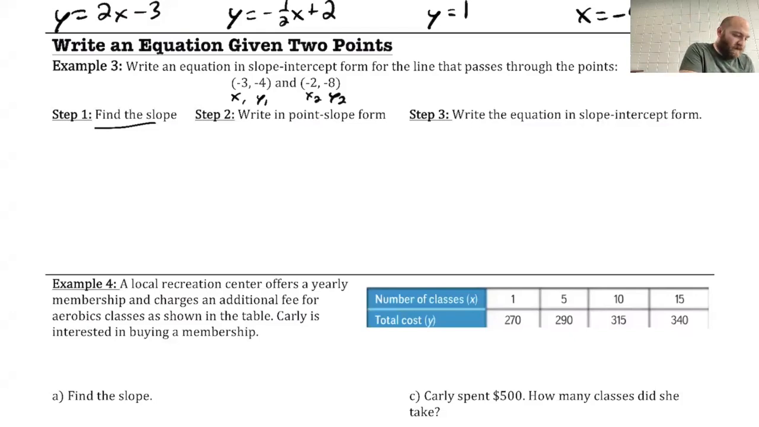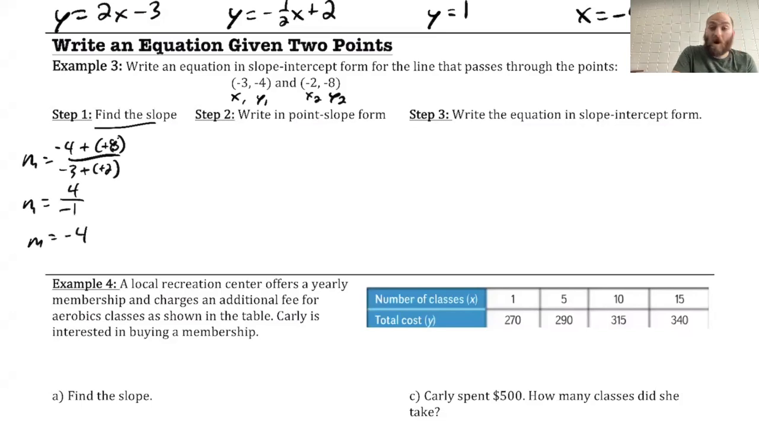So my slope is going to be, I'm going to take -4 minus a -8, divided by -3 minus a -2. Remember, if I'm subtracting a negative, that turns that positive in both cases here. So I got -4 plus 8 is a +4. -3 plus a 2 is a -1. So my slope is a -4 overall.